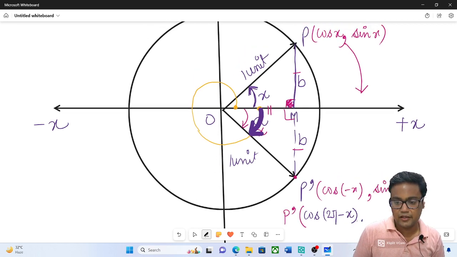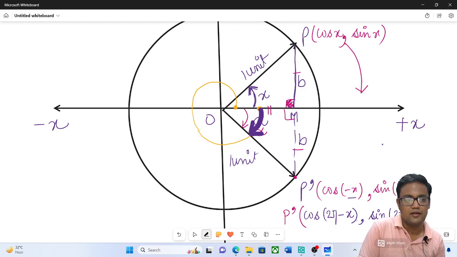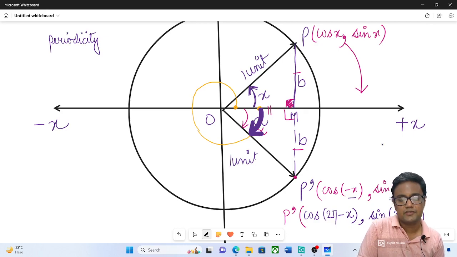Now similarly, I can make things clear by writing minus x as 2 pi minus x, because what we intend to find here are the coordinates of P dash. Whether you write it as minus x or 2 pi minus x hardly matters. What is the reason? We have also studied earlier that the periodicity of sine and cos is 2 pi.